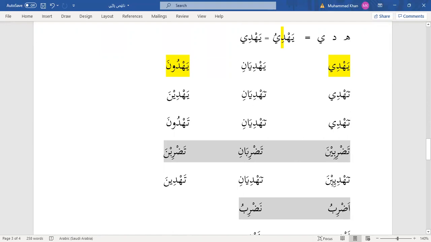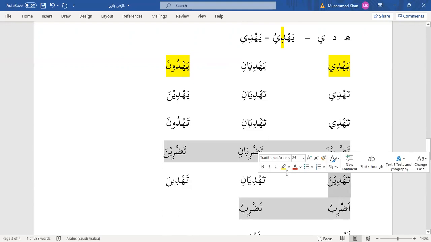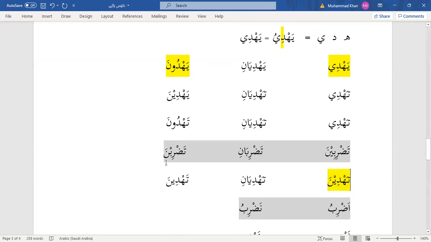Two letters: one is part of the root letter and one is part of the construction. The one that is part of the root letter will be dropped, and there is no need to change anything else. Tahdina. So we only have to drop the ya, which is part of the root letter, and then it becomes tahdina. So tahdina, tahdiyani and tahdina.